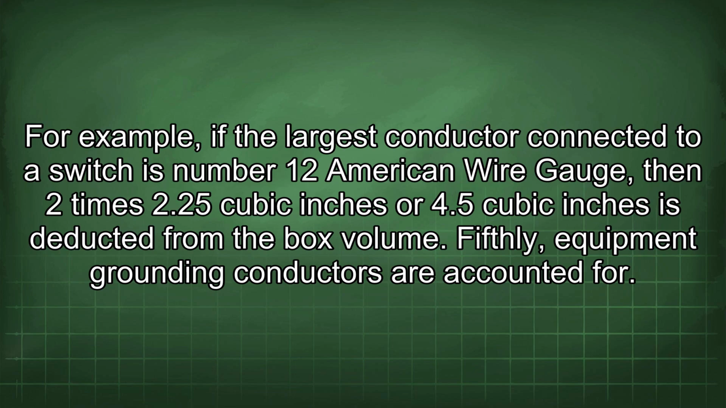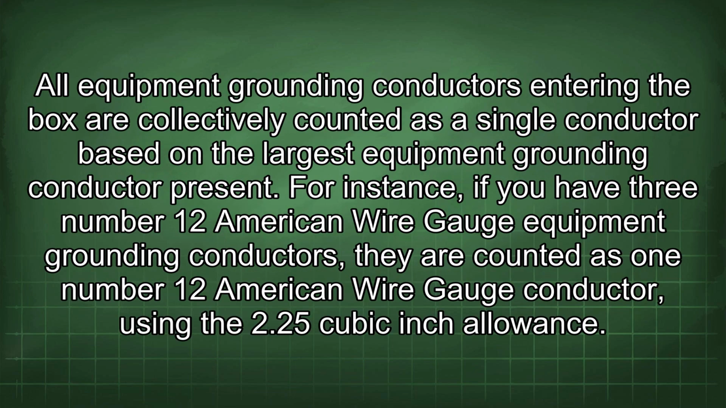Fifthly, equipment grounding conductors are accounted for. All equipment grounding conductors entering the box are collectively counted as a single conductor based on the largest equipment grounding conductor present. For instance, if you have 3 number 12 American wire gauge equipment grounding conductors, they are counted as one number 12 American wire gauge conductor, using the 2.25 cubic inch allowance.